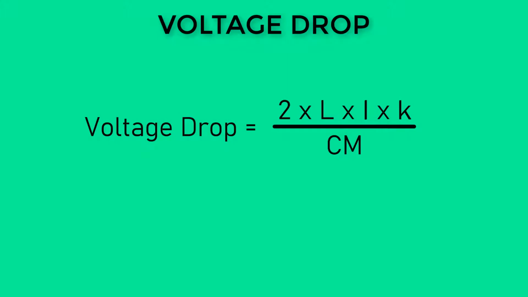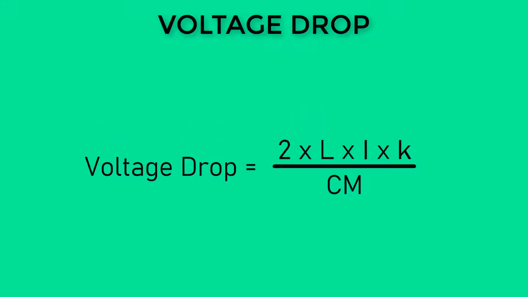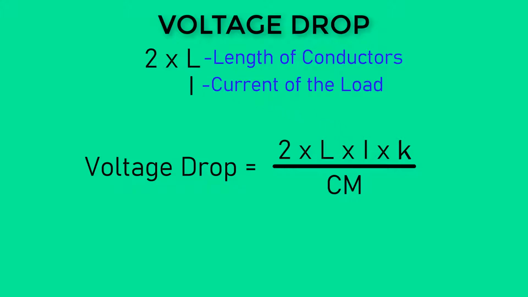The voltage drop formula shown here solves for the voltage dropped in the circuit conductors. Let's review each component of the formula. The length of the conductor supplying the load must be known. This value is doubled because there are two conductors supplying the load. The current of the load must be known since the load current affects the voltage drop. The constant resistance value of 12.9 ohms is used for copper.